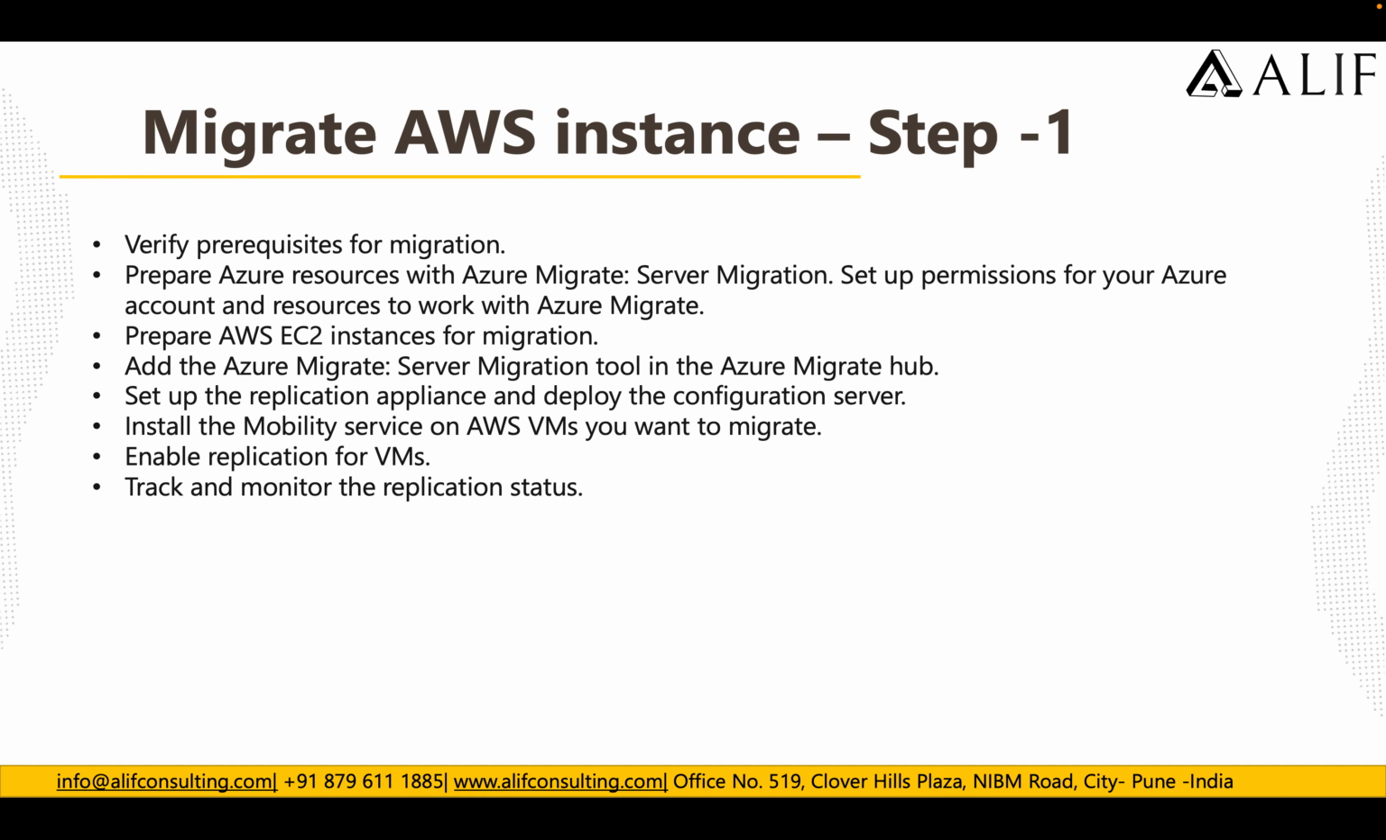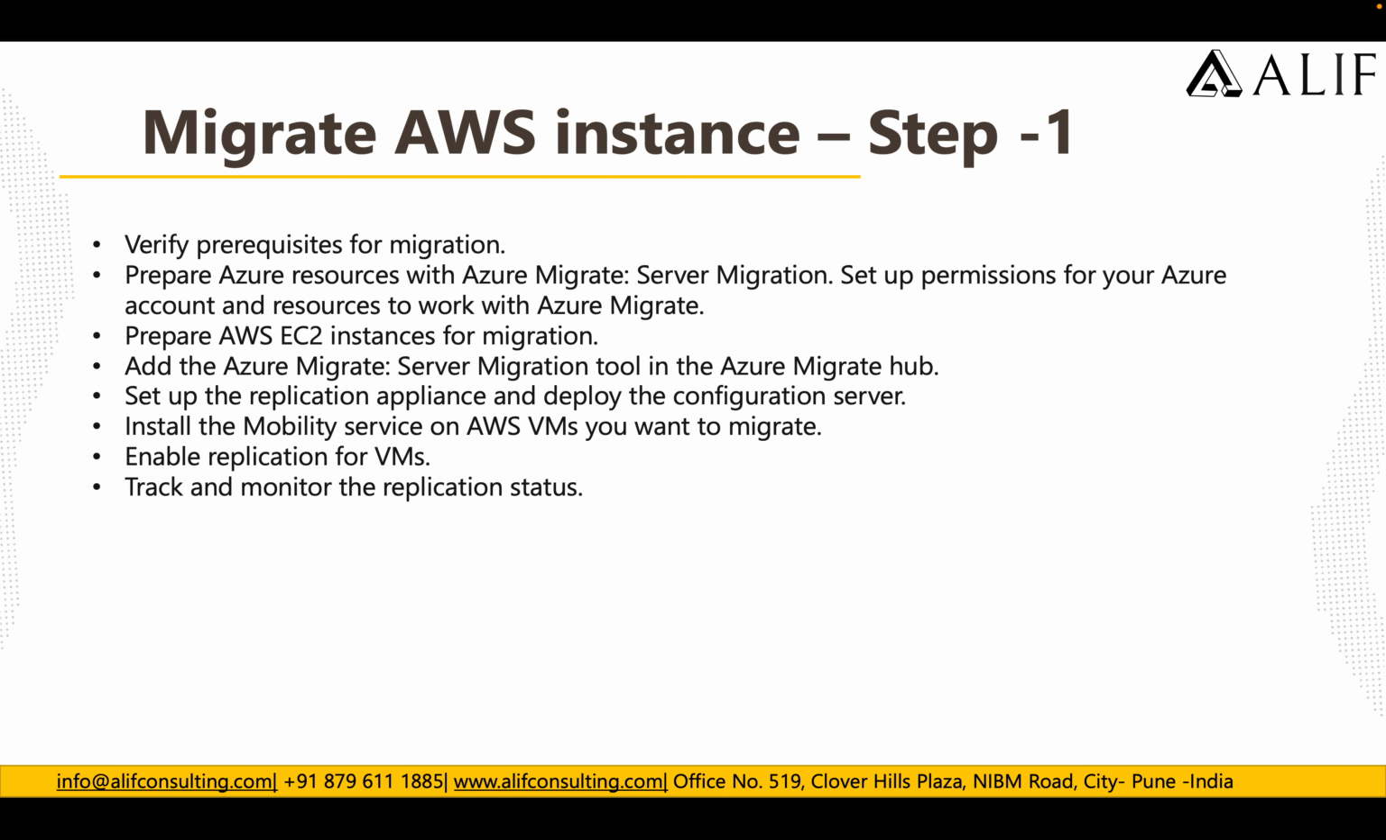So these are the steps we performed in our last video. We verified the migration prerequisites. We prepared the EC2 instances. We set up the migration appliance. We set up the replication appliances. We installed the mobility agent. We enabled the VM replications, right? So these are the kinds of things we did in our last video.